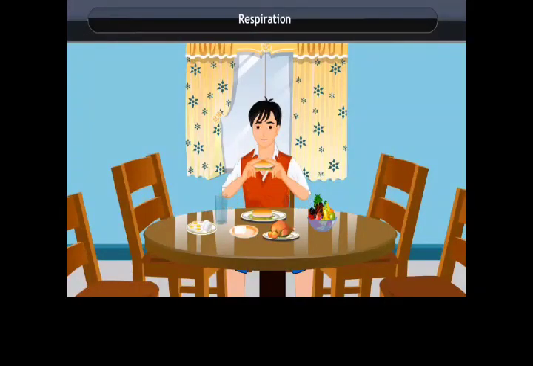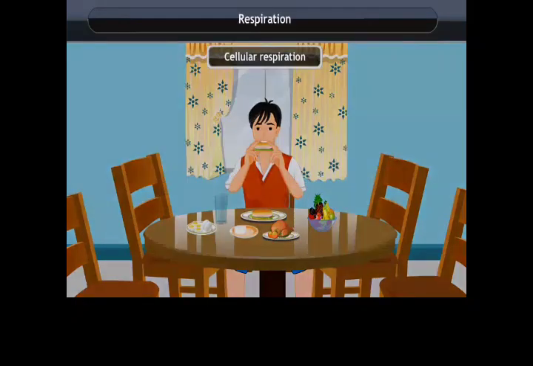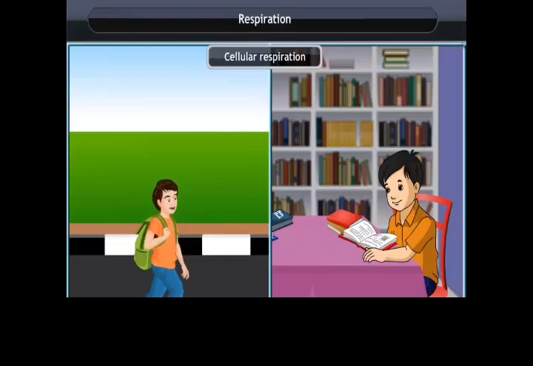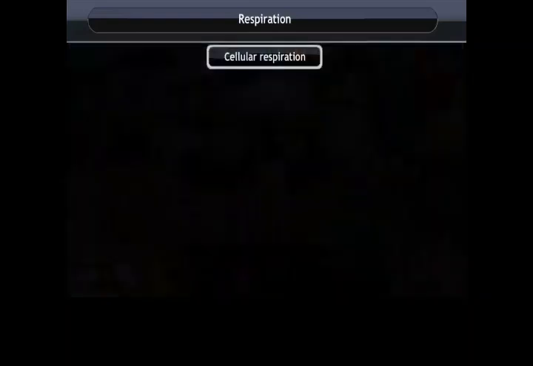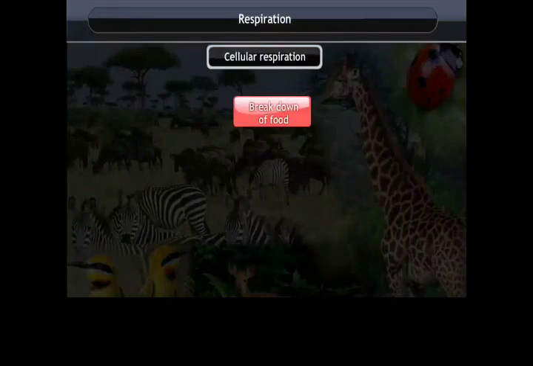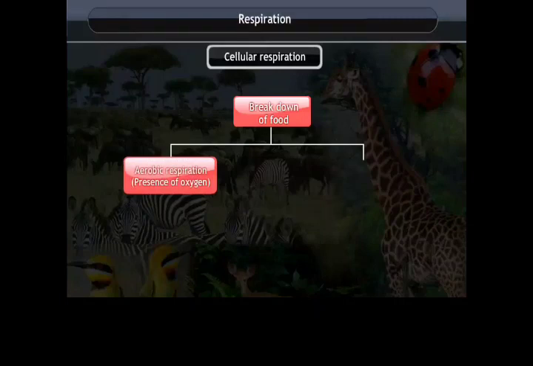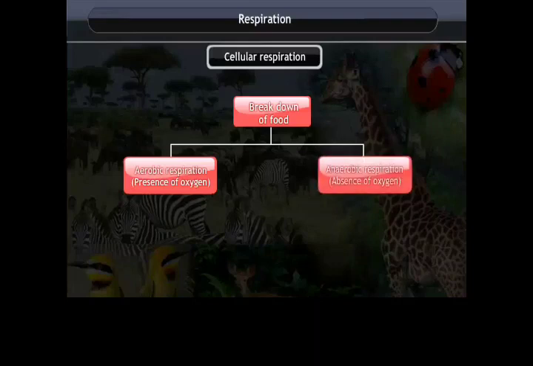Respiration. Cellular respiration. Food materials taken in the form of food are broken down in the cell to provide energy for various life processes. The breakdown of food depends upon either the presence or absence of oxygen. The breakdown of glucose in the presence of oxygen is called aerobic respiration. The breakdown of glucose in the absence of oxygen is called anaerobic respiration.